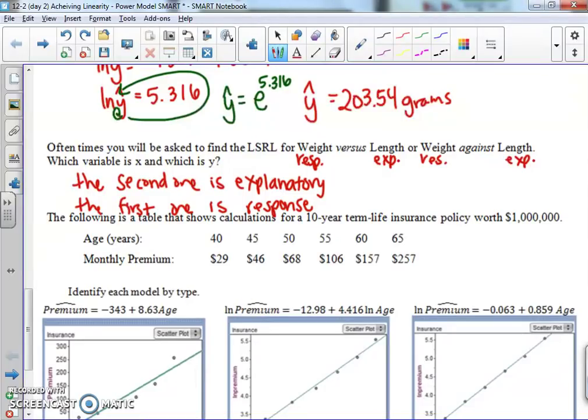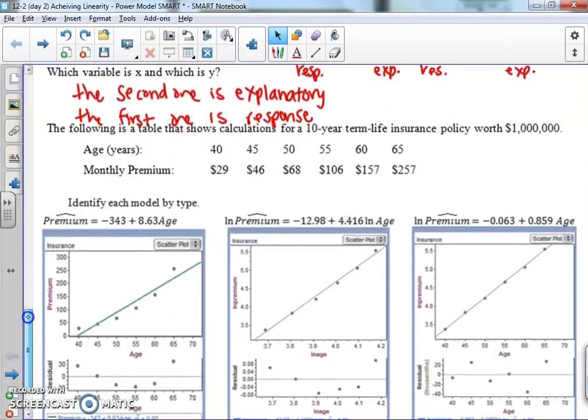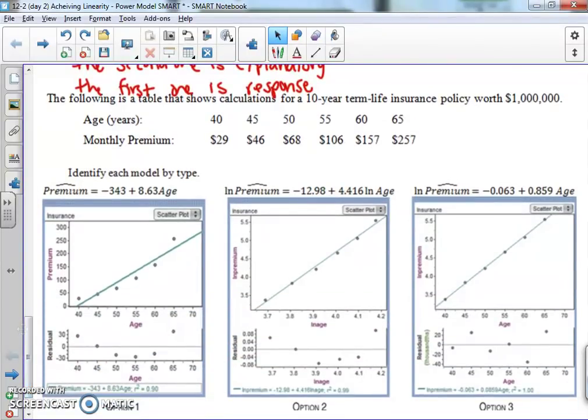All right, so here's one other example to kind of wrap it up. And so I'm not even going to use the calculator. I kind of have things shown for you. We talked about exponential models. We talked about power models. You're going to be expected to know which one you should be using. So the following is a table that shows calculations for a 10-year term life insurance policy worth $1 million. So what I have here is the ages listed and what their monthly premium is. I mean, if we're talking about life insurance, the younger you are, the cheaper the life insurance. So this kind of makes sense.